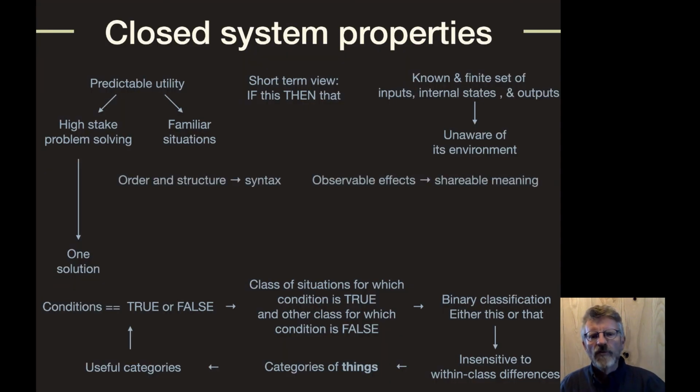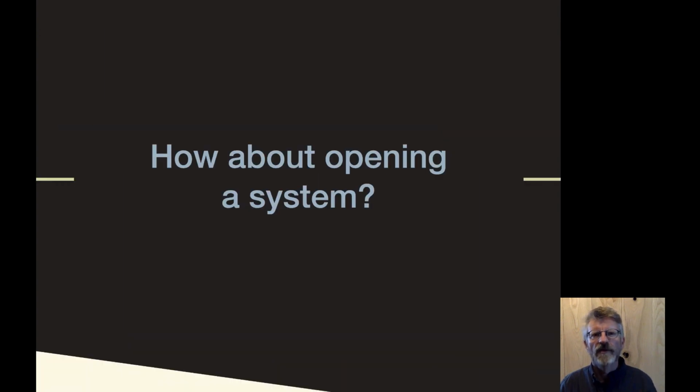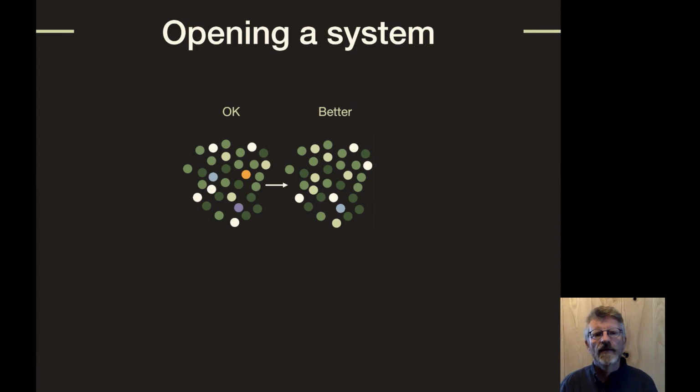So now we have a few more properties that I added to this picture. And these are properties that in general say a lot about how closed systems work. So how about opening a system? And I will talk about that later, but a little bit now. So opening a system is another process. It's changing an okay system into a better system.